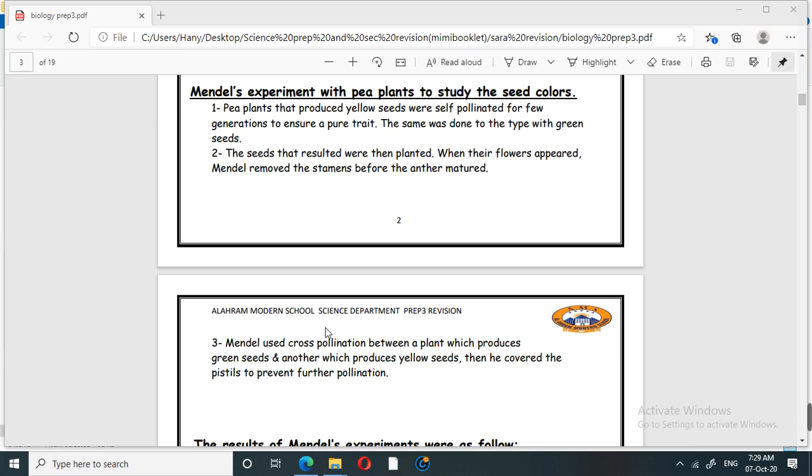After that, he took two of the yellow seed plants and made a cross-pollination again in the second generation. He found that the result was as follows: 75% to the dominant character, which is the yellow character here, and 25% to the green color.